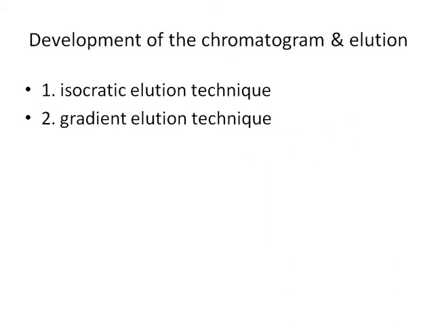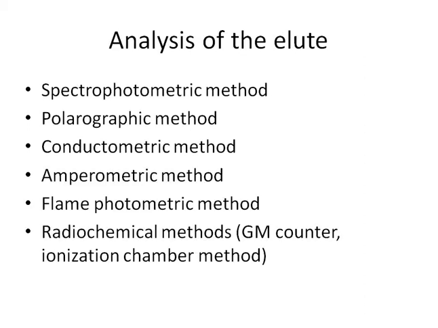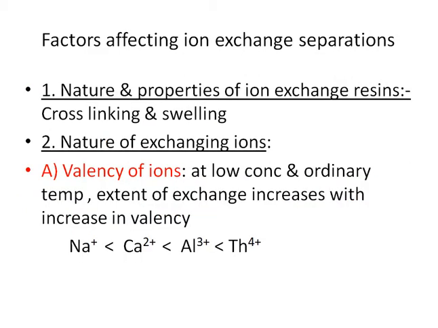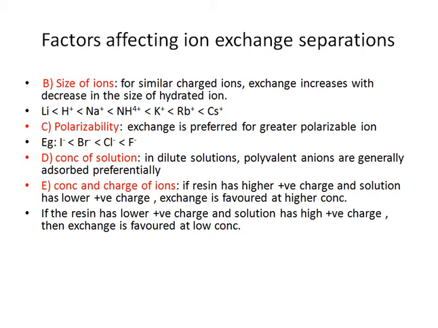Development of the chromatogram and elution uses isocratic elution techniques and gradient elution techniques. Analysis of the eluate can be done by spectrophotometric, polarimetric, conductometric, amperometric, flame photometric, radioactive, and gravimetric methods. Then comes regeneration of the ion exchange resins. Factors affecting ion exchange separations include the nature and properties of the resin, ion size, polarity, concentration of solutions, and concentration of ion charges.